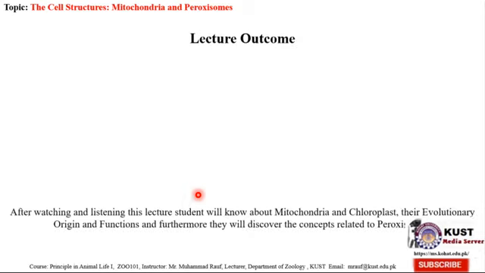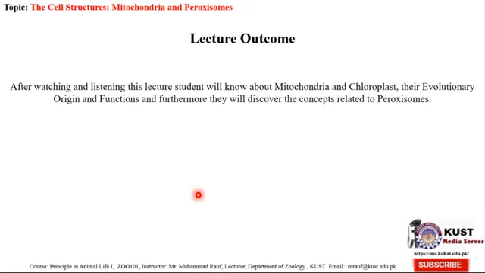Lecture outcome. After watching and listening to this lecture, students will know about mitochondria and chloroplasts, their evolutionary origin and functions, and furthermore they will discover the concepts related to peroxisomes.